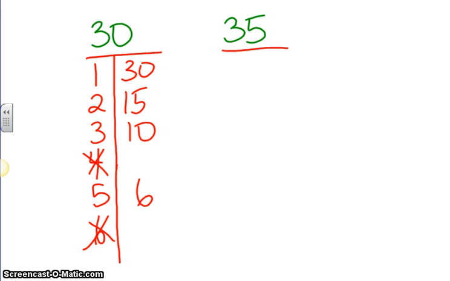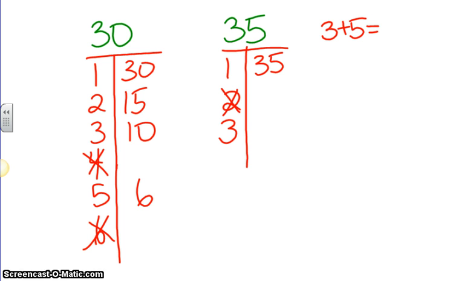Then I have to list the factors of 35. 1 and 35. 2 does not go in there. So we know that 2 doesn't go in, so we look at 3. Well, how do I see if 3 goes in? Because I don't know my 3's all the way up to 35. Well, I know my 3 rule. Let me add my digits. 3 plus 5 is 8. Does 3 go into 8? No. So 3 does not go into 35.